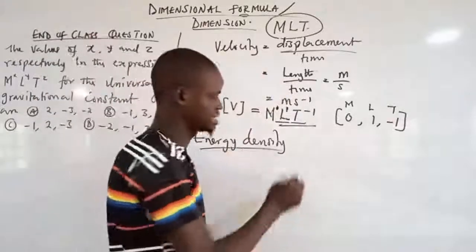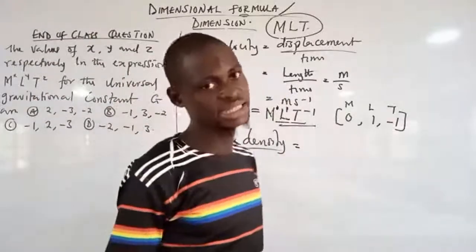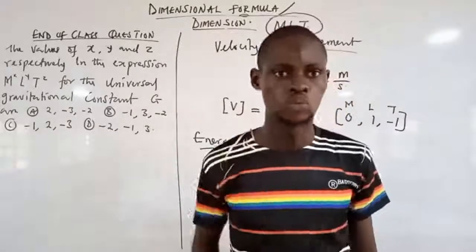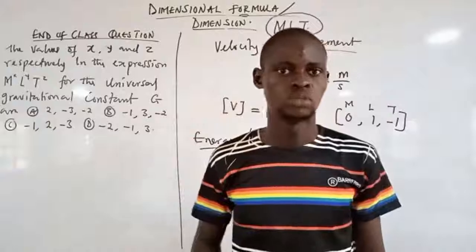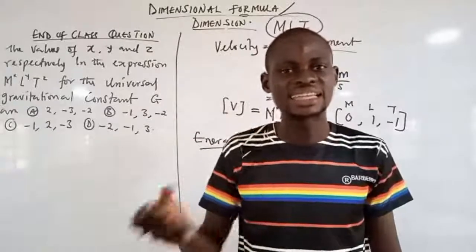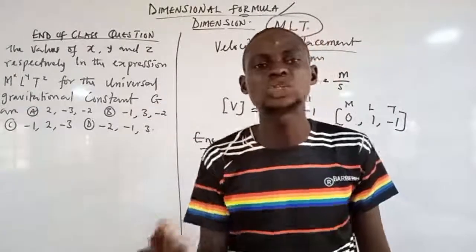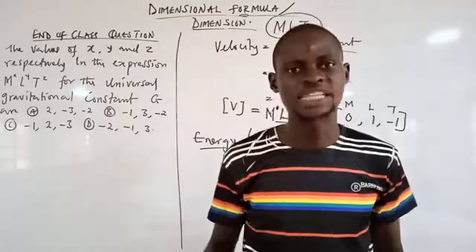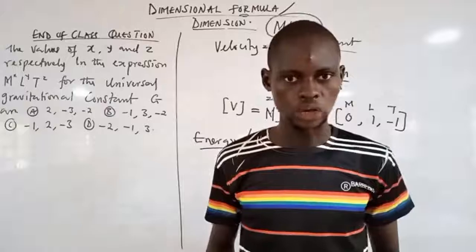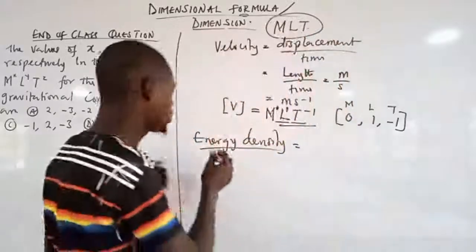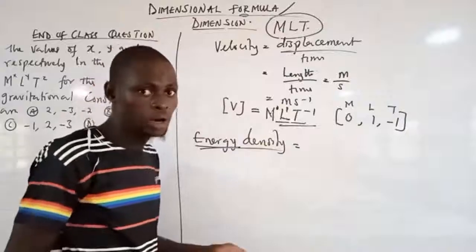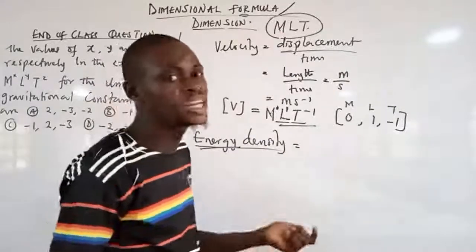Let's look at energy density. What is energy density? When I say energy density, density itself simply means per unit volume. So energy density simply means energy per unit volume. Just like you have mass density, mass per unit volume. All together? So don't forget that energy is the same as work in formula, because we know that energy is the ability to do work.